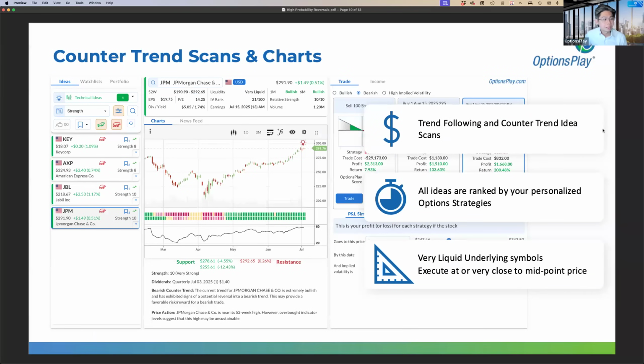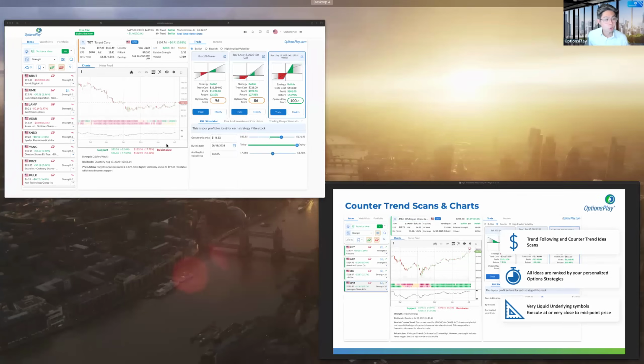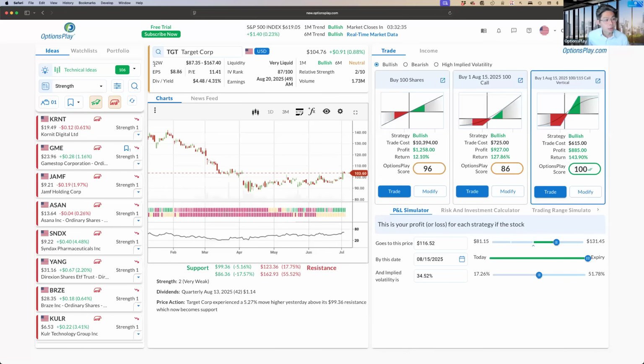Okay, so let's take a look at how the OptionsPlay tool automates these scans for you, and the new tools that we've recently added that actually overlay the fundamental portion of this as well. Under the OptionsPlay ideas section, we have a list of technical ideas. We have technical ideas, covered call, credit spreads, and short puts. We're going to focus our attention here on technical ideas.